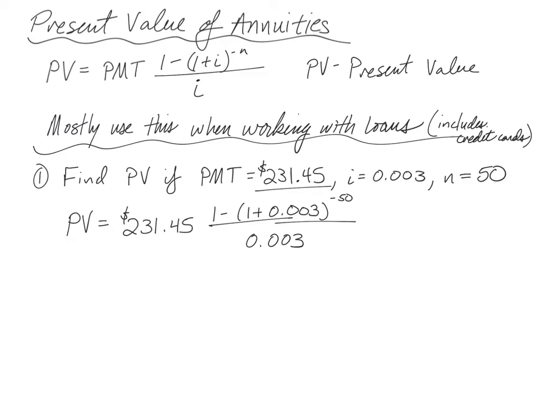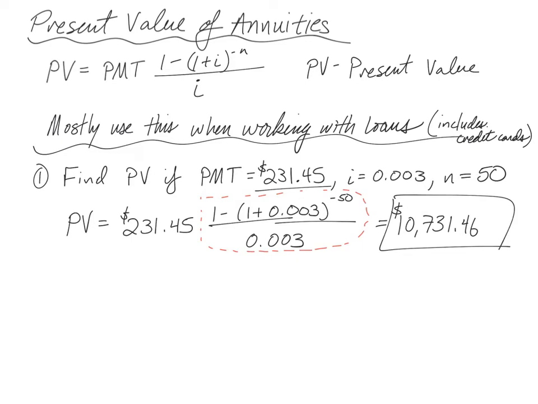0.003. All right, so when you go through and crunch all of this out on a calculator, I would figure this part out first if you have a lesser degree calculator, and then multiply it by 231.45. So the answer should be $10,731.46.